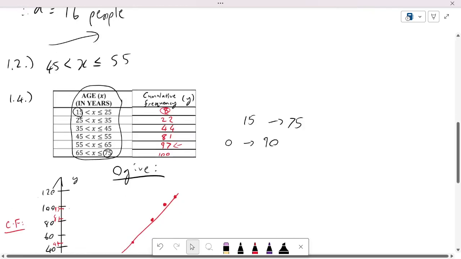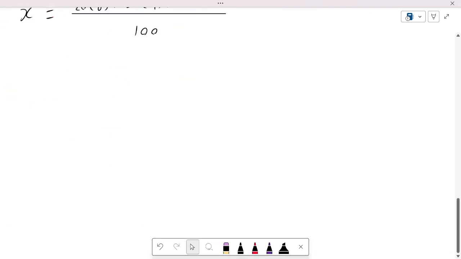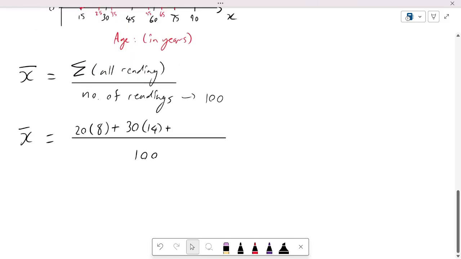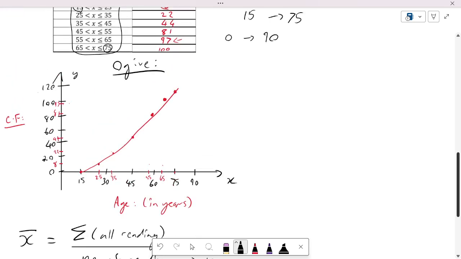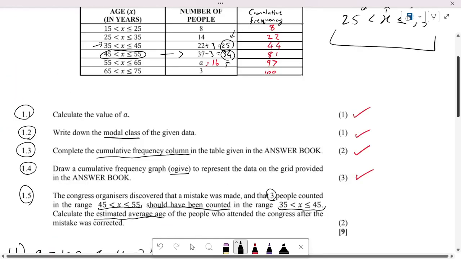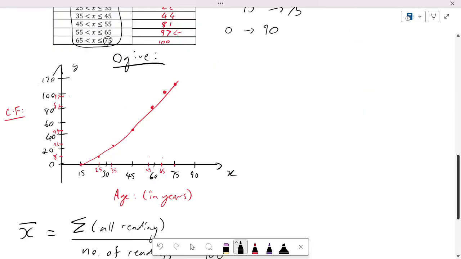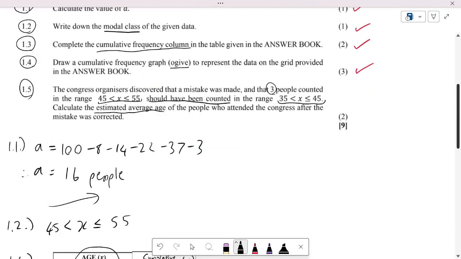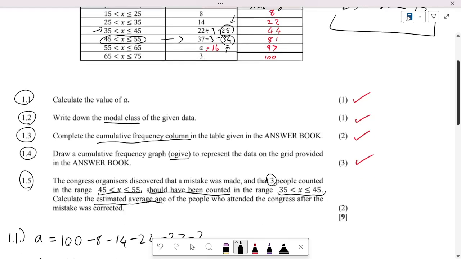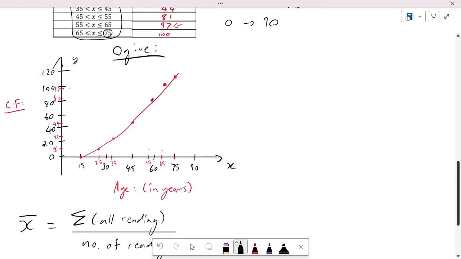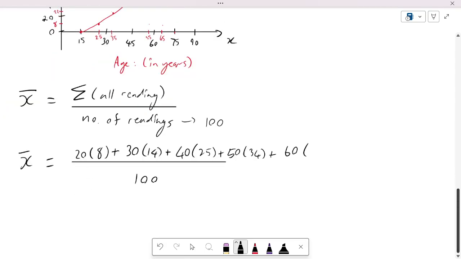So let's just do that right now. I hope you followed it. If you didn't follow, then please go back and listen to it again. But we're going to have 40, I think it was multiplied by 25. And then we have plus 50, which is multiplied by 34. Plus, I just need to go back to make sure quickly. So it was 40 multiplied by 25 and 50 multiplied by 34. Yes, plus 60 multiplied by 16, plus our 70 multiplied by our 3.